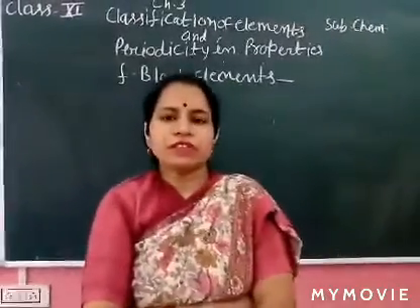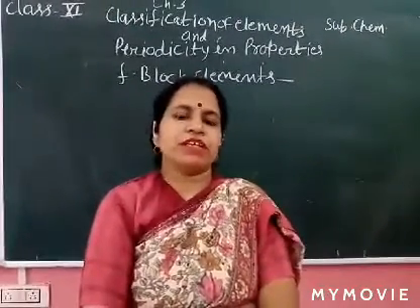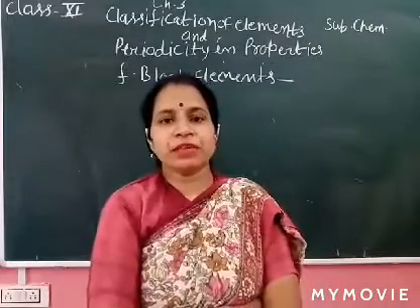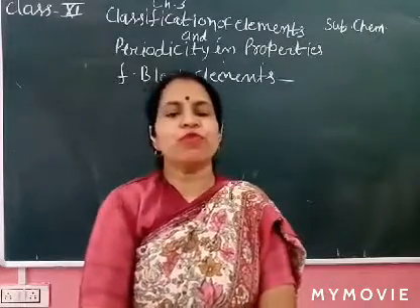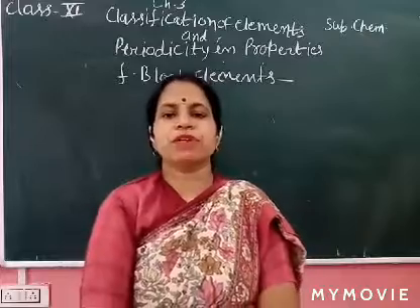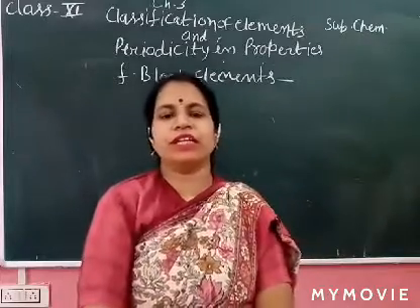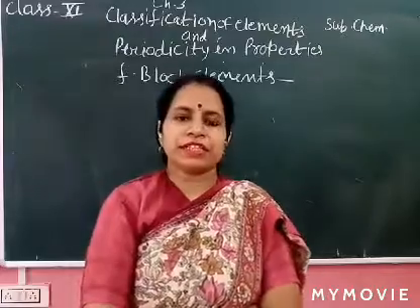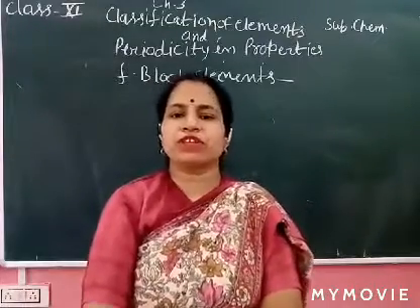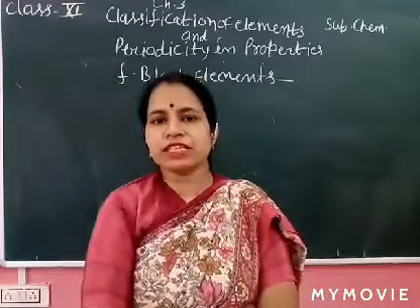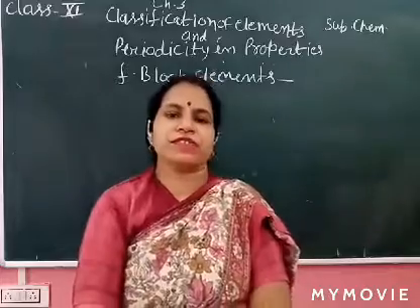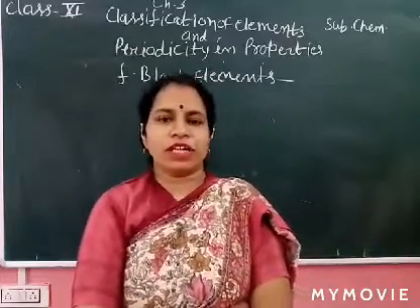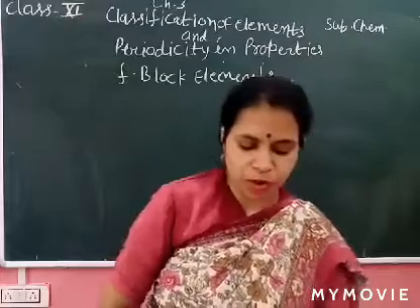Let's begin today's topic: f block elements. The periodic table is divided into four blocks: s block, p block, d block and f block. Their characters, their elements, and their electronic configuration for s, p and d we already discussed in previous classes. Now we are going to discuss f block elements. What are the f block elements?